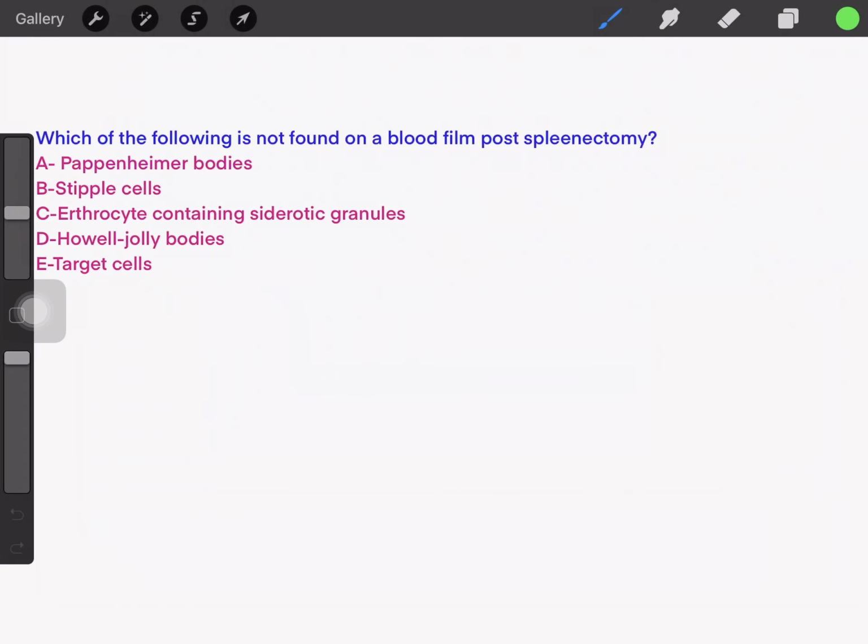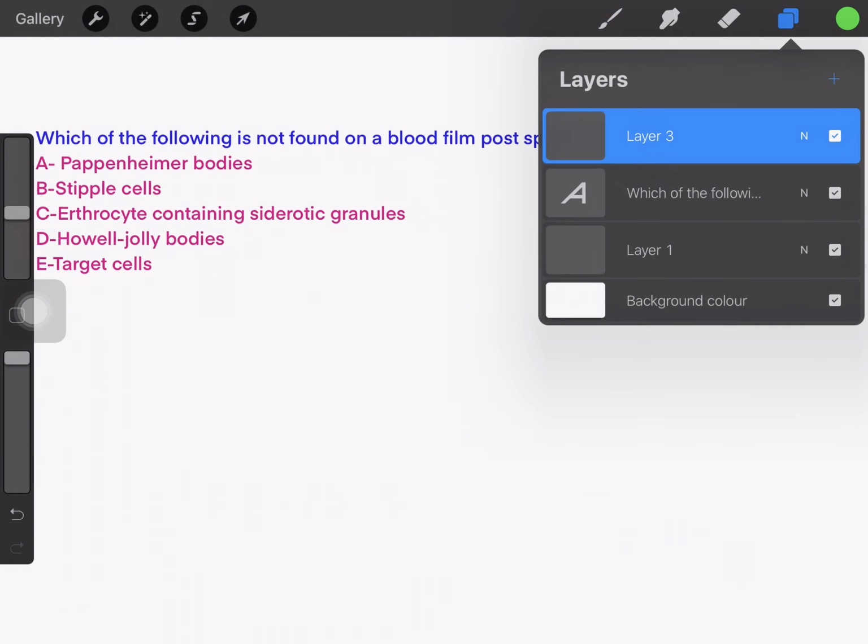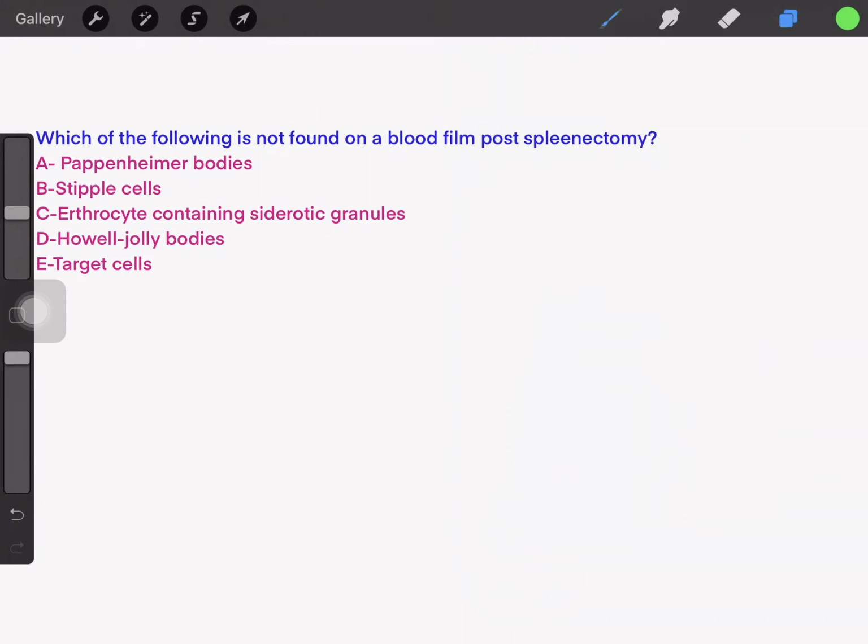So the fourth question of the day is, which of the following is not found on a blood film post splenectomy? Again, a concept which is tested regularly again and again. Same concept, beautifully given in Robbins, again given in Harrison. So you can read it from wherever you want. Now let's go to the options.